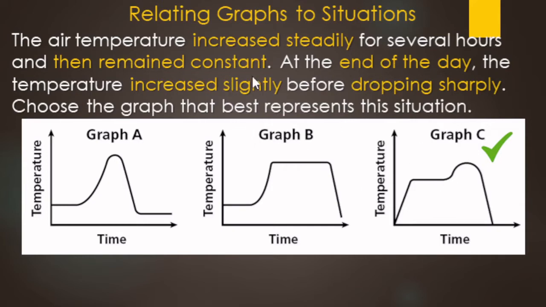And then at the end of the day, increase slightly. So end of the day, increase slightly, and then drop sharply. So increase sharply, and increase slightly, and then drop sharply right there. So that's why graph C matches this scenario here.